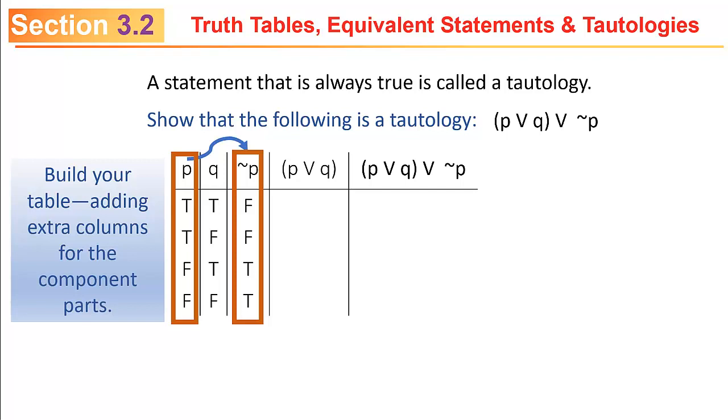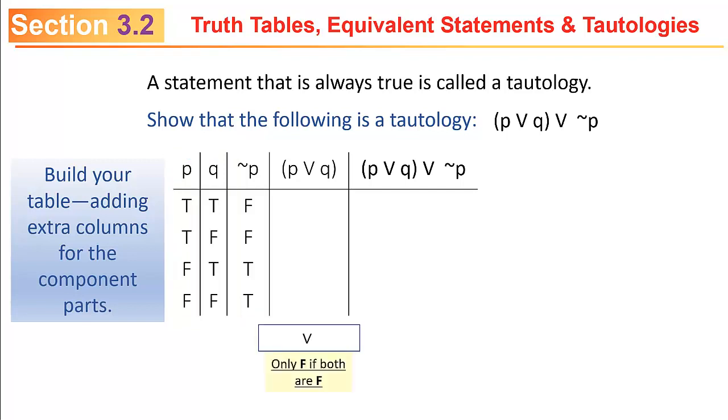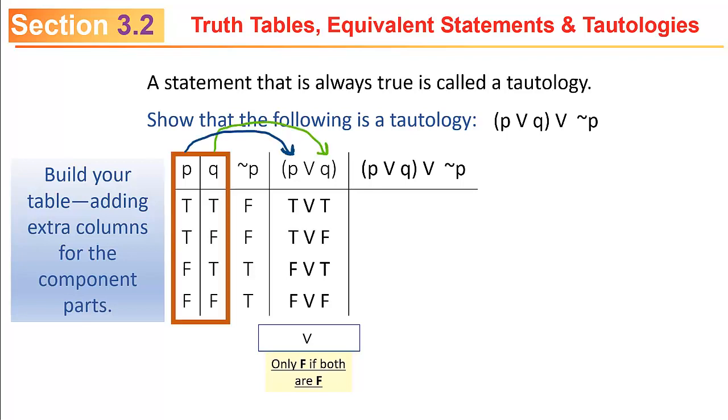So if P is true, not P is false, and so on down the line. That gives me not P. Then I move to the next column and notice that there's a P on one side of the OR and a Q on the other side of the OR. So I'll just take those P values and move them underneath the P values in that middle column, and then I'll take the Q values and move them underneath in the Qs.